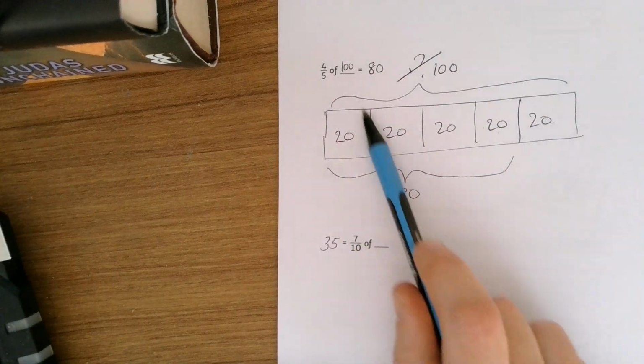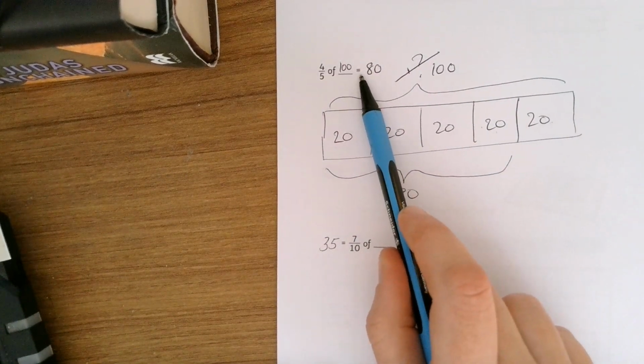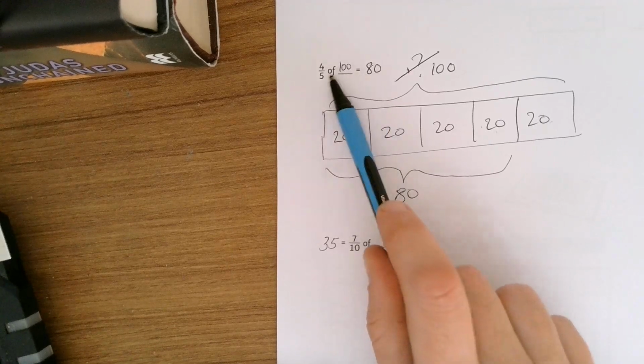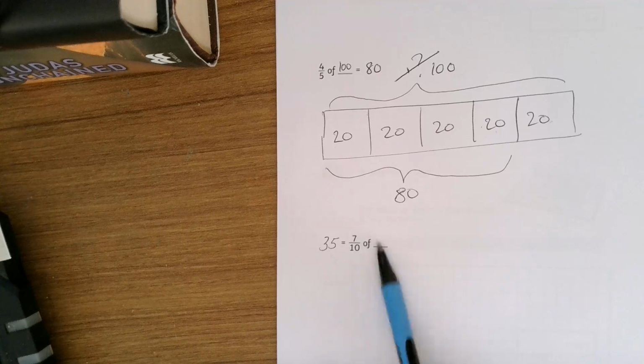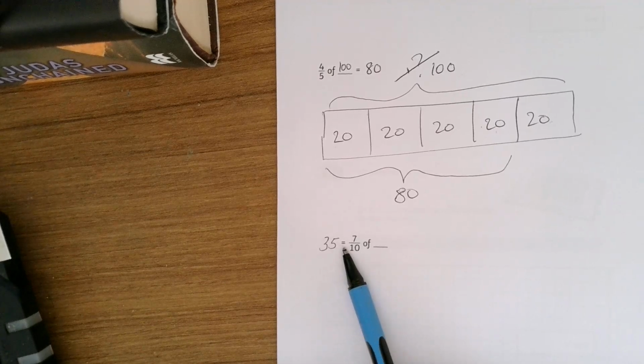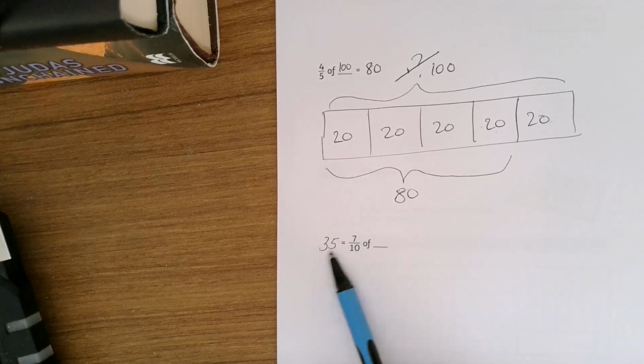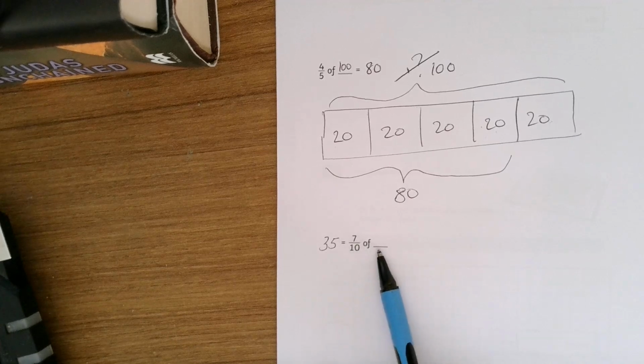Right, this last question. Now I turned it around. Remember, this means the same as. We know it's equals, but it's also the same as. So this side is the same as this side. So here, I just switched it around on you because you might see it from time to time. So 35 is the same as 7/10 of what?